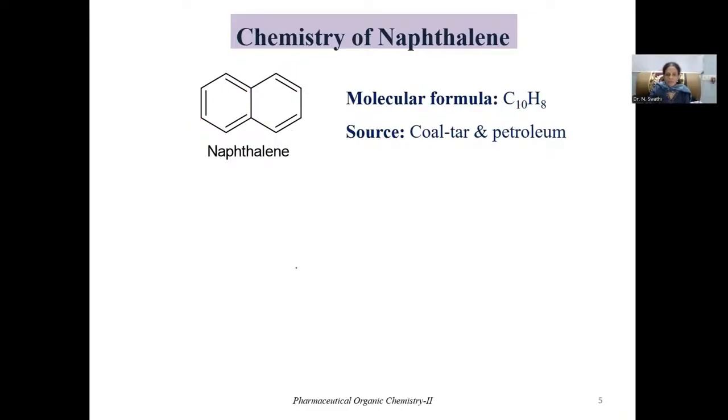The major source for naphthalene is coal tar and petroleum. So these organic reservoirs are subjected to fractional distillation, and in one of the fractions, upon further purification, we get naphthalene. The structure of naphthalene is also similar to that of benzene.